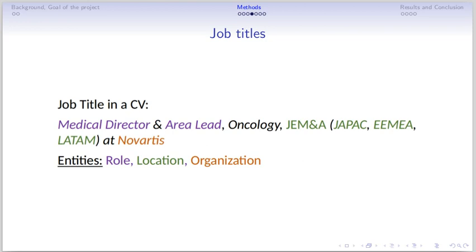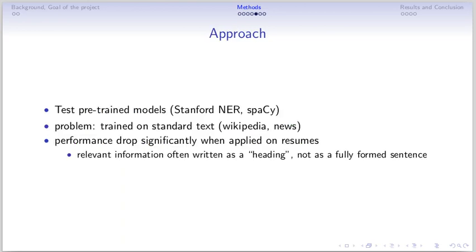Here we see a concrete example of a sentence from a profile, where different entity types need to be identified: roles in purple, locations in green, and organizations in red. Let's now come to the methods that we adopted. First of all, we wanted to test existing pre-trained models for the recognition of these entities. In particular, we tested the Stanford NER tools and spaCy, an open source software library for advanced natural language processing. The problem with such pre-trained models is that they are trained on generic text, typically based on well-structured sentences, such as those that can be found in news articles.